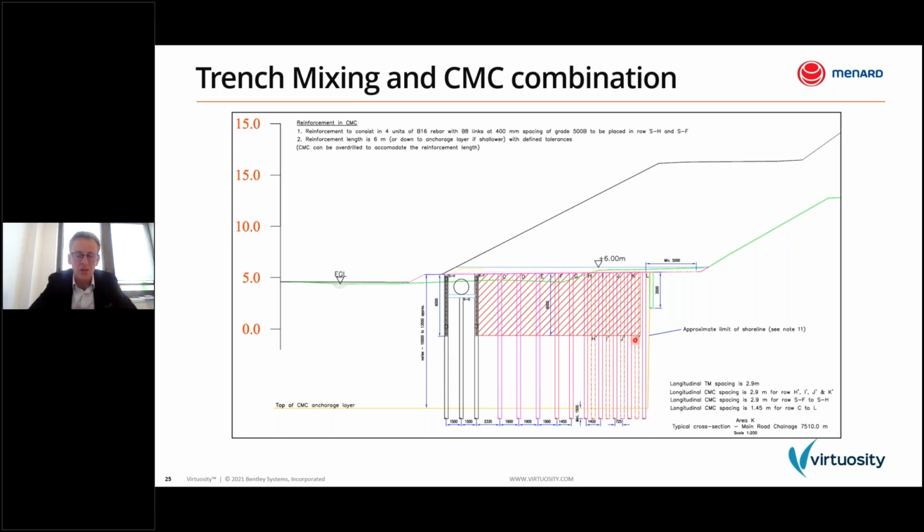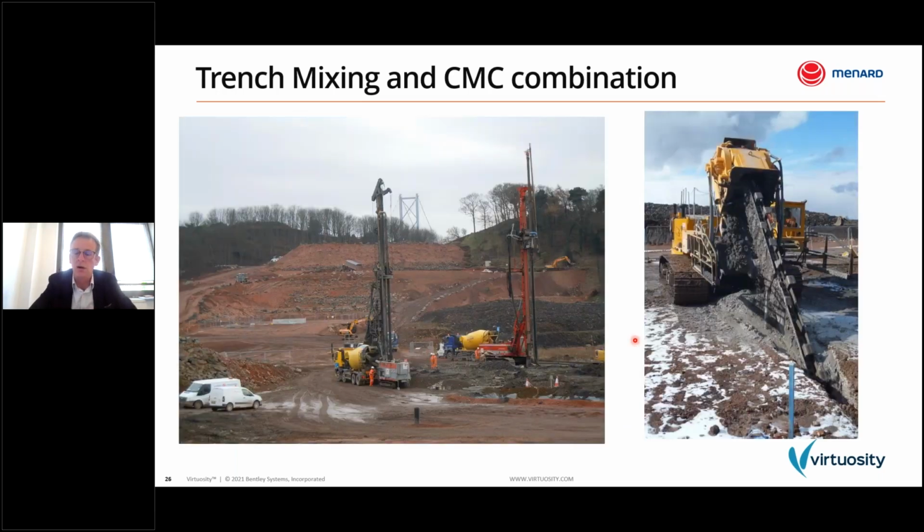So a few words about trench mix. On the right part of this slide, you can see the trench mixing rig. Trench mix is a deep soil mixing method which consists in the formation of trenches or panels of soil mixed with a binding agent. So it's mixed with a grout, with cement.